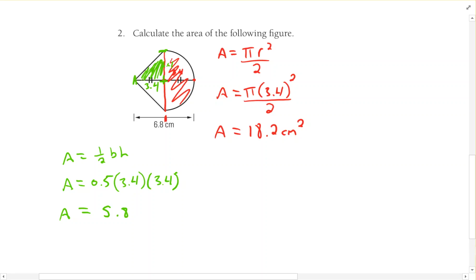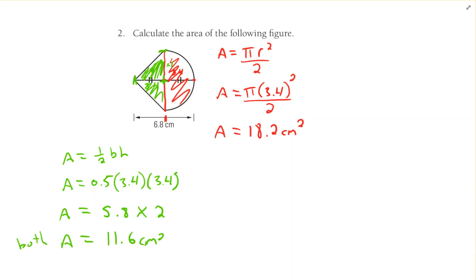There's 2 of them there. So what I'm going to do is multiply that by 2. So I'm going to say that times 2. So the area for both, maybe we'll even write both right there, both of those triangles is going to be 11.6 centimeters squared. Okay, and then last step, we just need to add those 2 numbers.